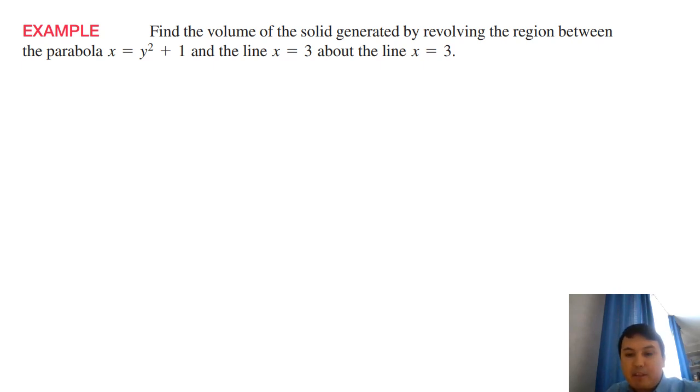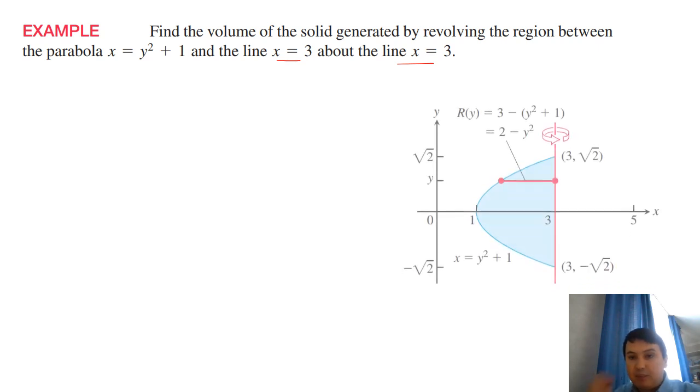Alright, another example, a bit more involved. Find the volume of the solid generated by revolving the region between the parabola x equal to y squared plus 1 and x equal to 3 about the line x equal to 3. So you see, I'm rotating about x equal to 3. I'm not rotating along the x-axis or y-axis, so it's a different sort of rotation. I need to be a bit careful when it comes to finding the area formula.